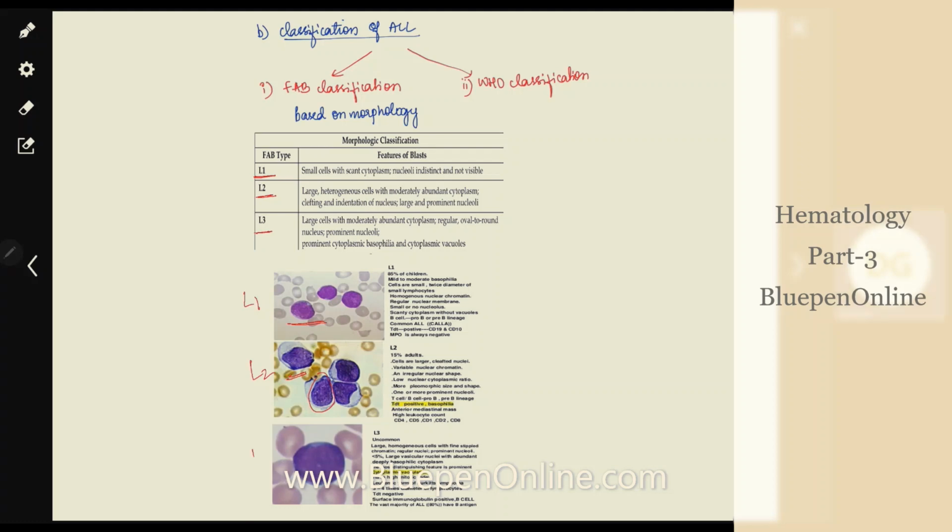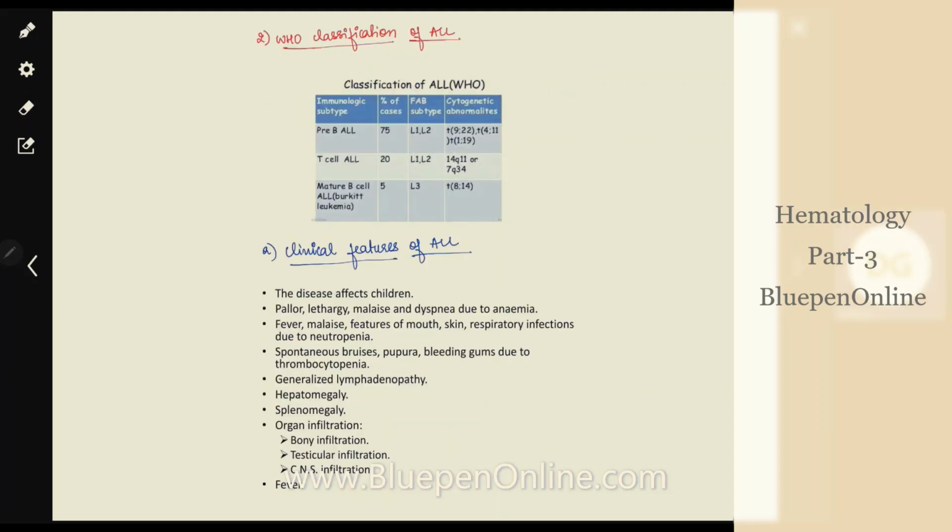L3, these are large cells with moderately abundant cytoplasm, regular oval to round nucleus, prominent nucleoli, prominent cytoplasmic basophilia and cytoplasmic vacuoles. The drawback of FAB classification is it concentrated only on the morphology and did not tell us about the genetic abnormality and did not help us in treatment. Hence, the WHO has classified ALL into pre-B ALL, T-cell ALL and mature B-cell ALL. In 75% of the cases, the majority is pre-B ALL. You can see the WHO has incorporated the FAB into its classification. And it also tells us about the cytogenetic abnormalities.